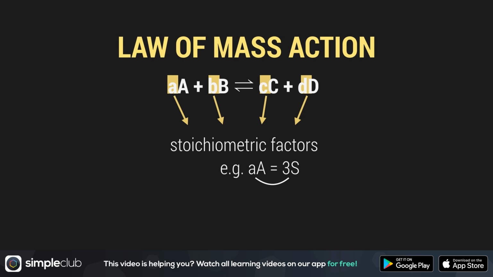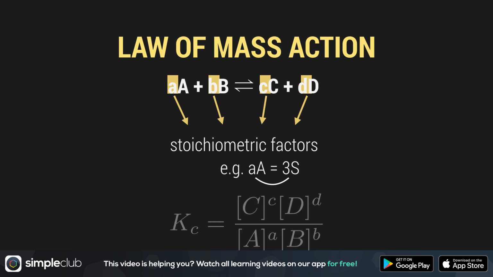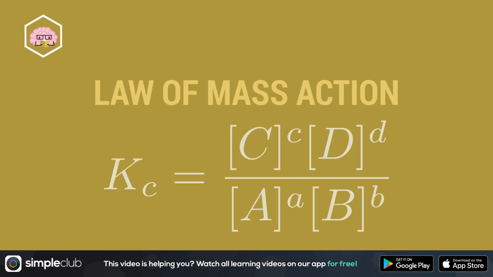But let's calculate it using yet another example to make it easier to understand. For this general equation, the law of mass action is given by the following formula. Kc equals concentration of uppercase C with exponent lowercase c times concentration of uppercase D with exponent lowercase d, divided by concentration of uppercase A with exponent lowercase a times concentration of uppercase B with exponent lowercase b. You've really got to know this formula to do the calculation. We'd better work through an example.